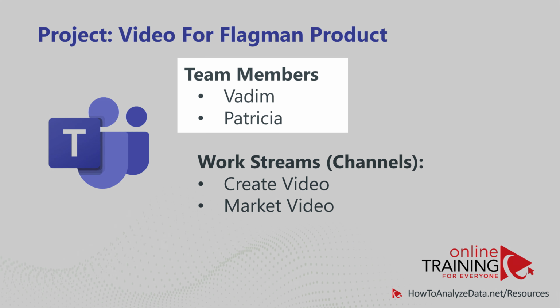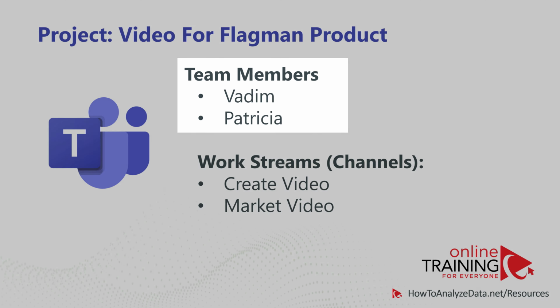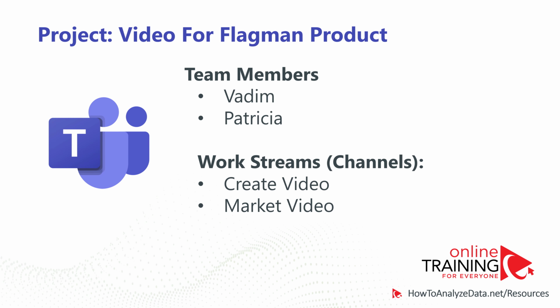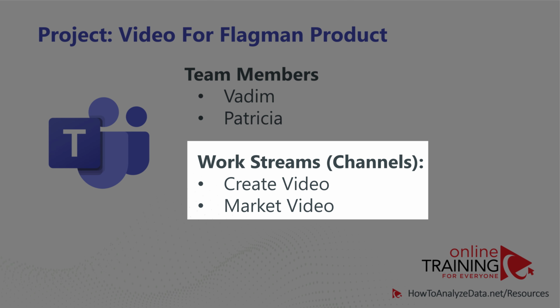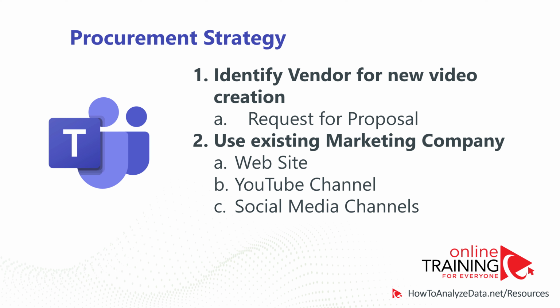Patricia and I are working on a project to create a video for our flagship product. We are the only 2 members in this project, and we've identified 2 work streams for which we created channels: Create Video and Market Video. We are a manufacturing company, and we do not have any video creation capabilities, as we're trying to focus on the things we do best, which is manufacturing products. Based on a recommendation from our boss John, we're using a procurement strategy where we will hire a new vendor to create a new video for us.